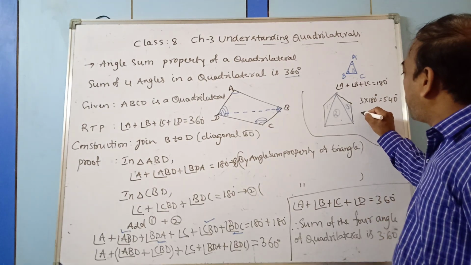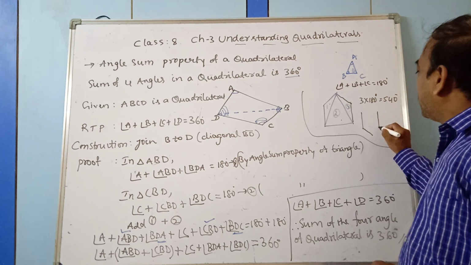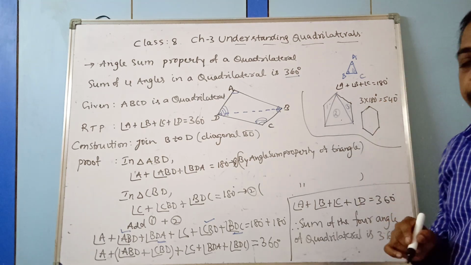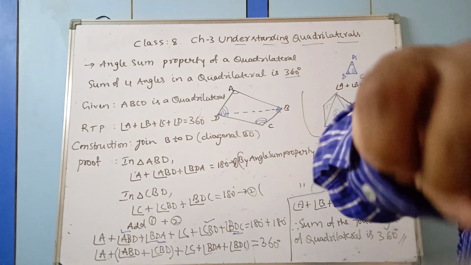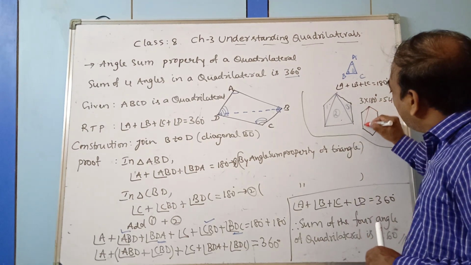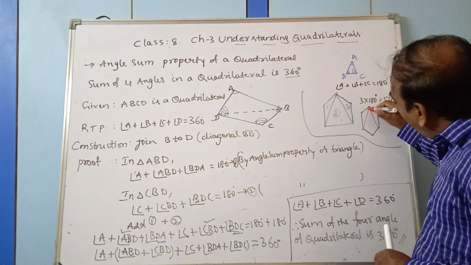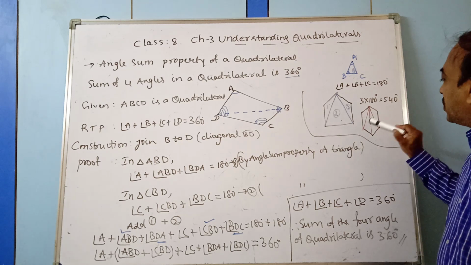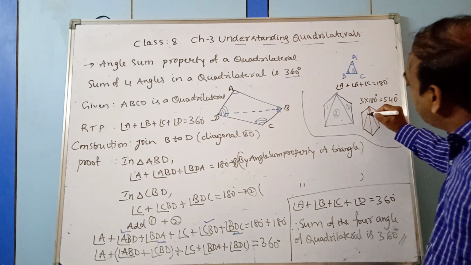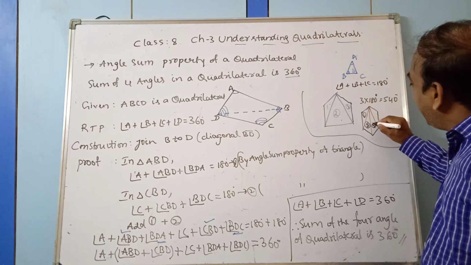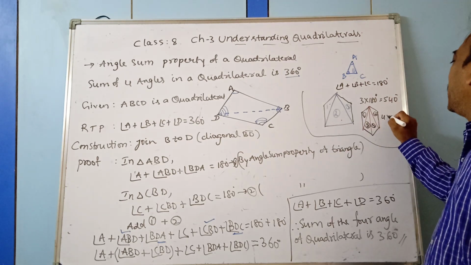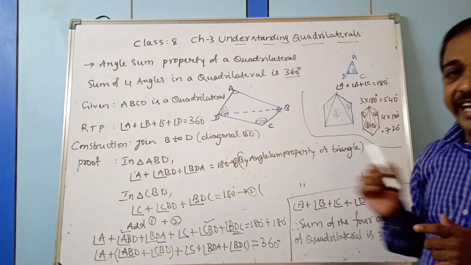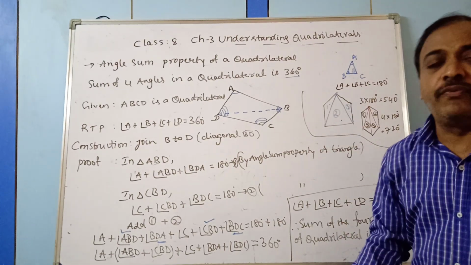Suppose it is a hexagon. Observe it. Hexagon means how many sides? 6 sides. If it is a hexagon, then the sum of the angles in the hexagon is, now I will divide it like this, and one more triangle. How many triangles are you finding here? 1, 2, 3, 4. 4 triangles. So 4 into 180 will be equal to 720 degrees.